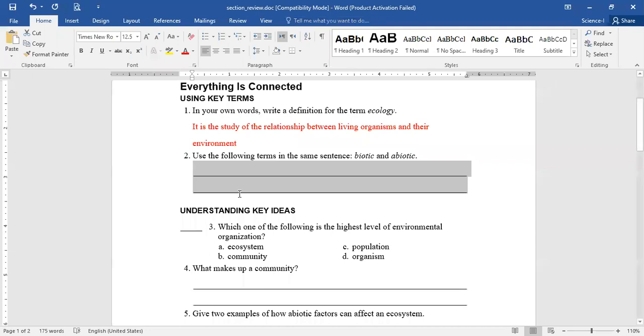No, we agree. So let's pass to question number 2. Use the following terms in the same sentence, biotic and abiotic. Okay, so who can say this? Yes, Hannah.